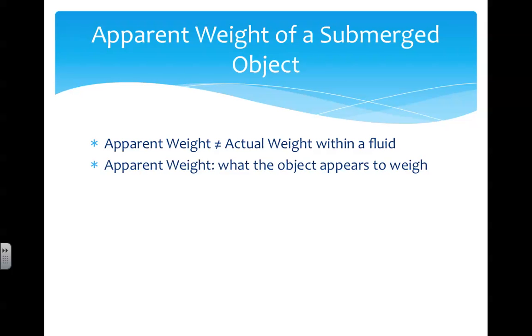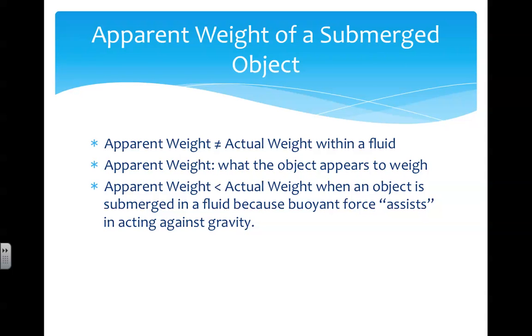Remember, apparent weight is what the object appears to or seems to weigh. The apparent weight of an object is less than the actual weight of the object because when an object is submerged in a fluid, the buoyant force assists in acting against gravity. So if you're trying to lift a rock underwater, gravity pulls down, but there's also a buoyant force upward that's helping you lift the rock. So it seems as if it weighs less than it actually does.